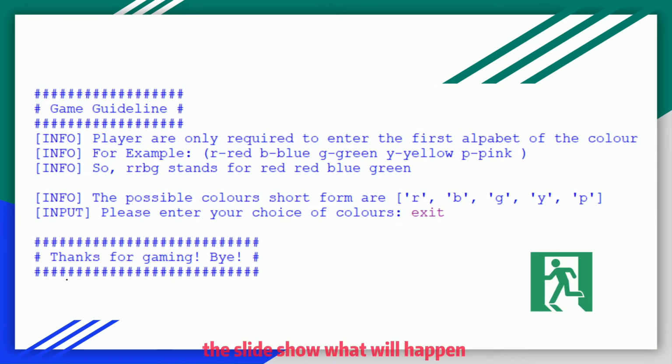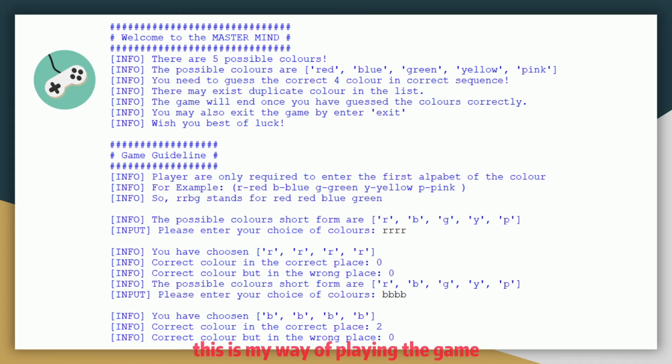This test shows what happens when the user types exit. Now let's continue to play the game. This is my way of playing the game. First, we just go through all the colors by letting all 4 colors be the same color. Then we will know what the correct colors are.